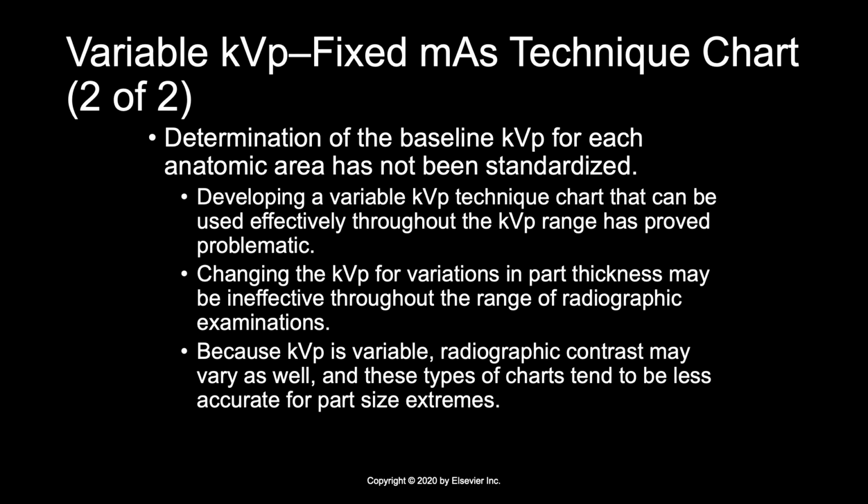Developing a variable KVP technique chart that can be used effectively throughout the KVP range has proved problematic. Changing the KVP for variations in part thickness may be ineffective throughout the range of the radiographic exams. And because KVP is a variable, radiographic contrast may vary as well, and these types of charts tend to be less accurate for part size extremes.